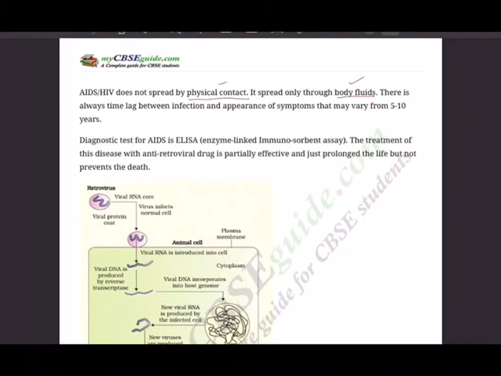There is always a time lag between infection and appearance of symptoms that may vary from, look at that, 5 to 10 years. So a person may not know that he is having AIDS. 5 to 10 years lag period.